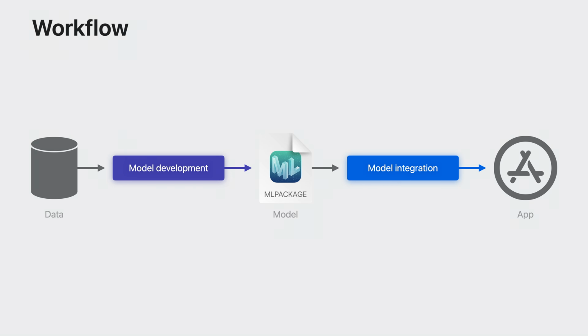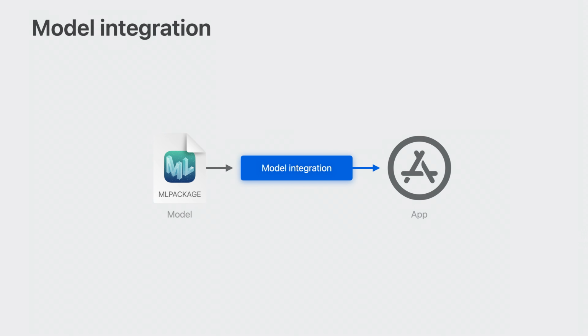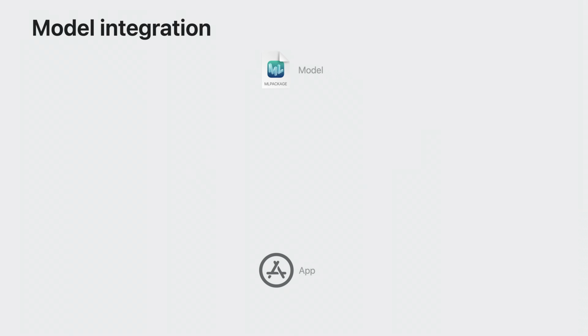Now, stepping back to the overall workflow, the next topic is model integration. Model integration is a part of developing your app. Just like any other resource you use in your app, you want to carefully manage and optimize how you use your CoreML model. There are 3 steps in model integration.